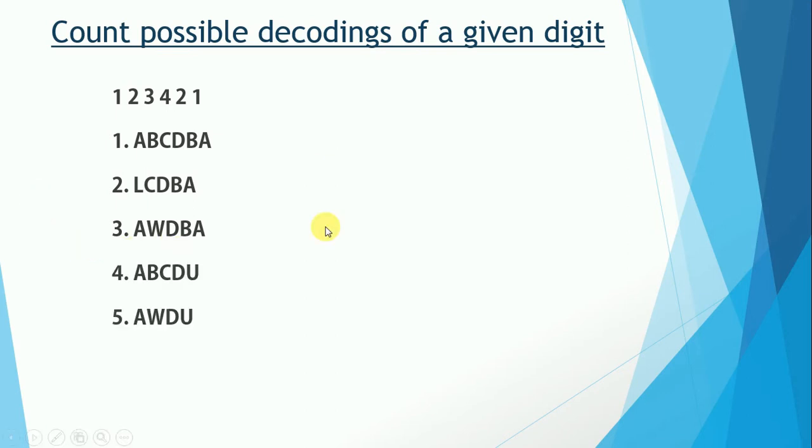Similarly, we have three more patterns: ABCDU, AWDU, and LCDU. The last two digits give us 21. The 21st alphabet is U, and you can see in the last three decodings we have U at the end. So I'm sure that now you know what the decodings of a given digit sequence are. We are going to solve this problem using a dynamic programming algorithm.